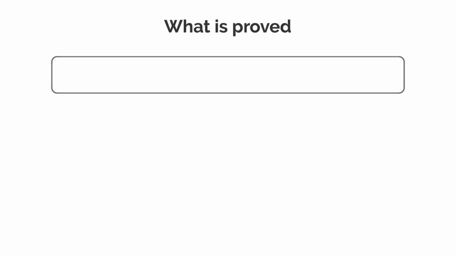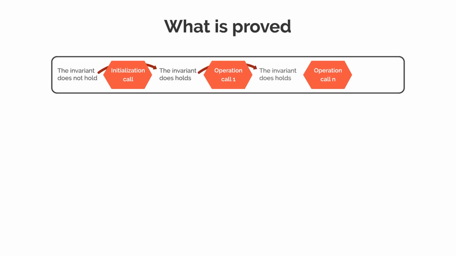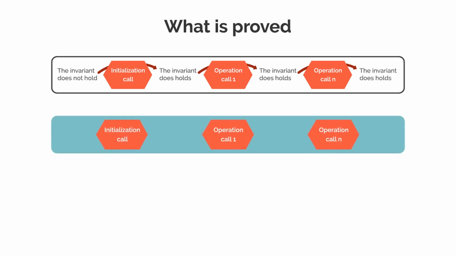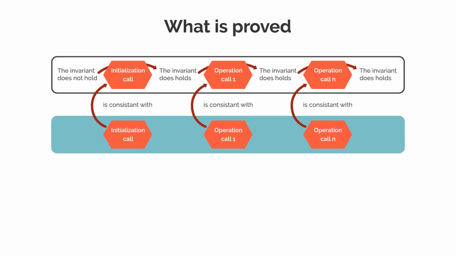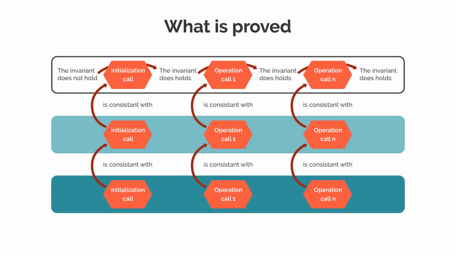The behavior of a module is defined by its initialization and any valid sequence of operation. At specification level, initialization should establish the invariant. For any valid operation execution, if the invariant was true before, it should remain true after. At refinement level and implementation level, the refined initialization should be consistent with its abstraction, and the refined operation should be consistent with their abstraction.